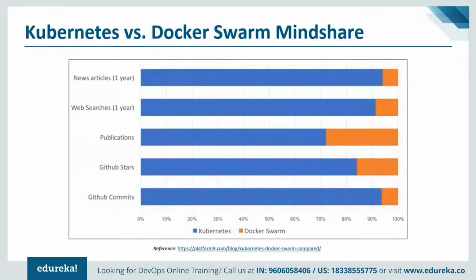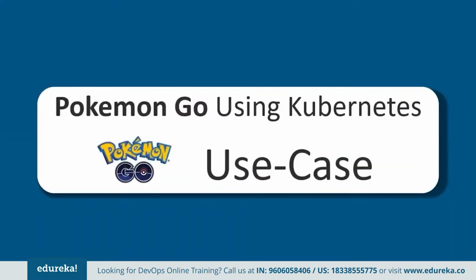Now moving forward, let me show you a use case. Let me talk about how this amazing game called Pokemon Go was powered with the help of Kubernetes. I'm pretty sure you all know what it is, right? You guys know Pokemon Go. It's the very famous game, and it was actually the best game of the year 2017. And the main reason for that is Kubernetes. And let me tell you why.